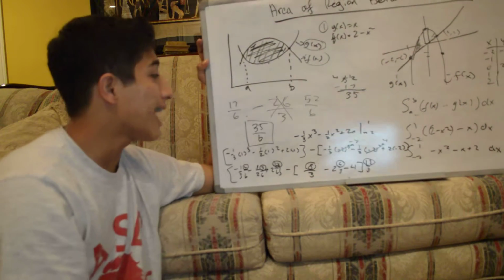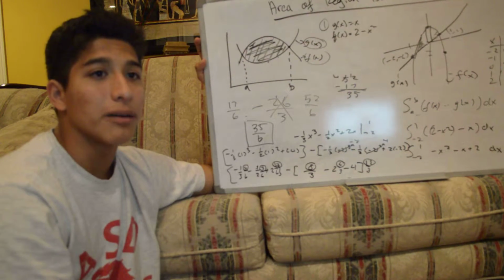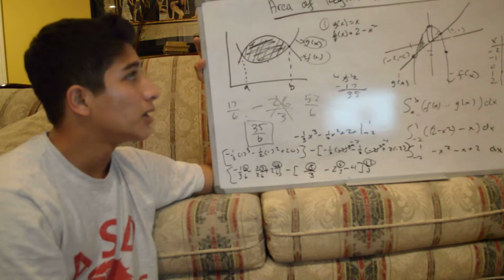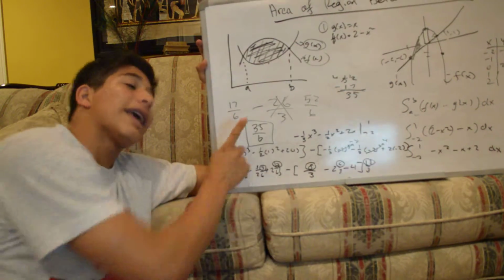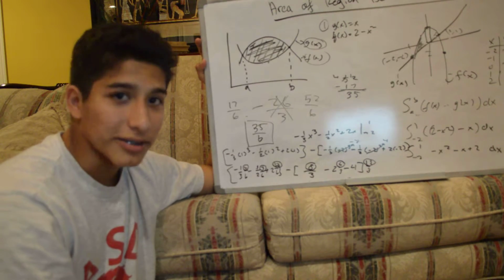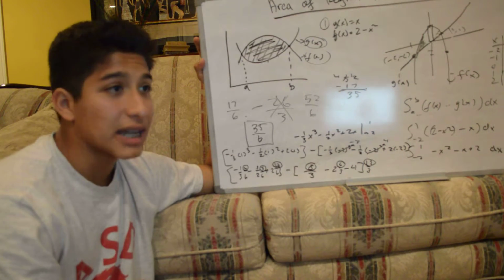But you have to know that the area between two curves, or the area itself, is always positive. So you just take out the negative sign and you leave it positive. And then that's literally it.